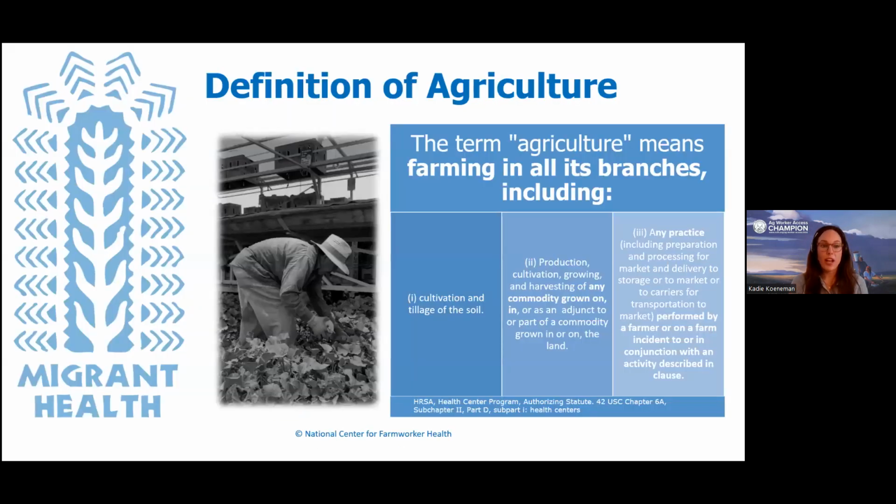So from this Consolidation Act that I mentioned at the tail end of that history overview, definitions were created for health center programs to define agriculture and the three classifications of agricultural workers. As defined in legislation, agriculture means farming in all of its branches. This includes cultivation and tillage of soil, the production, cultivation, growing, and harvesting of any commodity, and includes any practice, including preparation and processing for market and delivery to storage or to market or to carriers for transportation to market.